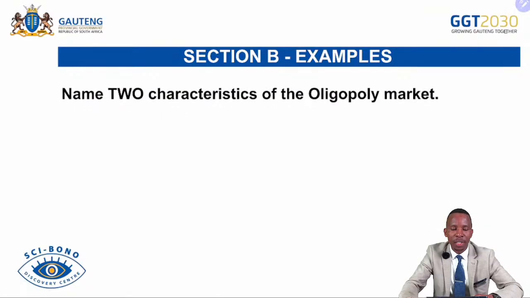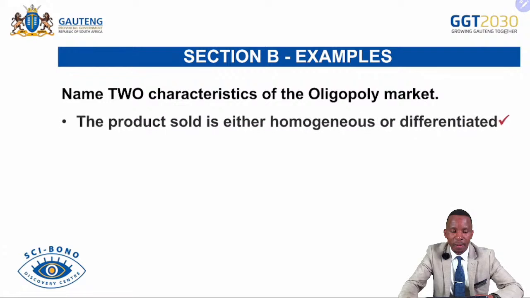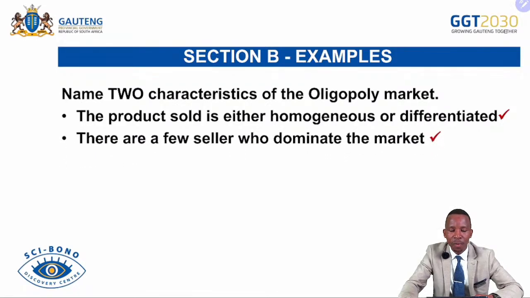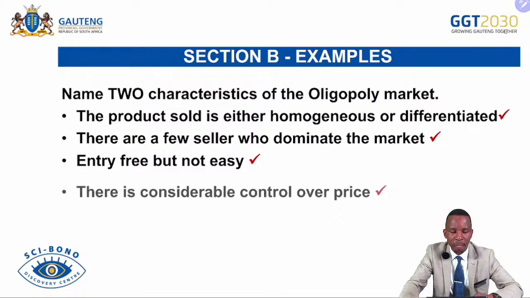Section B, examples. Name 2 characteristics of the oligopoly market. And then this is the answer. The product sold is either homogeneous or differentiated. There are few sellers who dominate the market, so there are few large firms in there. The entry is free but not easy. So it is not easy to enter for those businesses because there are some barriers that exist to block the entry of some businesses.